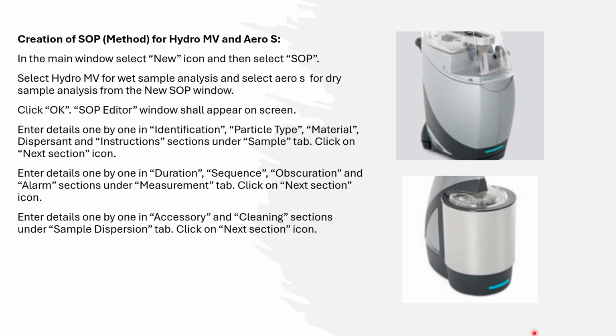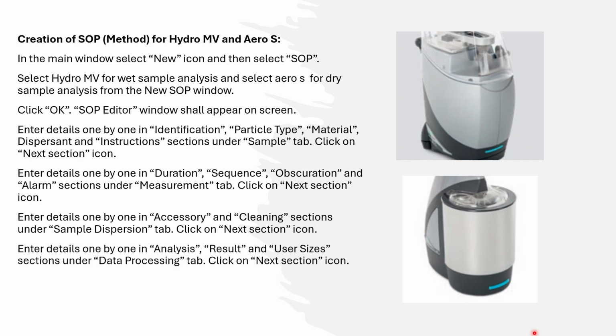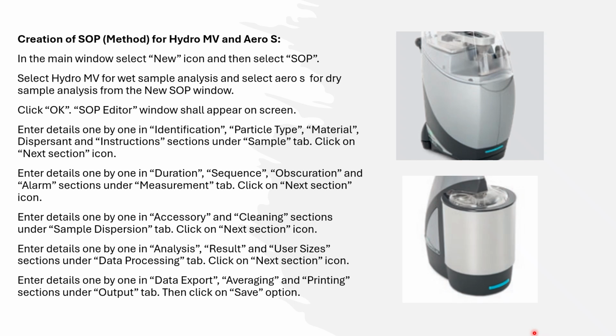After that you need to enter the details one by one, like the necessary and cleaning sections under the sample description tab. Then click on the next section icon and enter the details one by one for the analysis, results, and user sizes sections under the data processing tab. Then click on the next section icon and enter the details one by one in data export, averaging, and printing sections under the output tab, and then click on the save option, right? Once you click save, a window will appear and you need to assign the file name to save the method. In this way you can create the method.